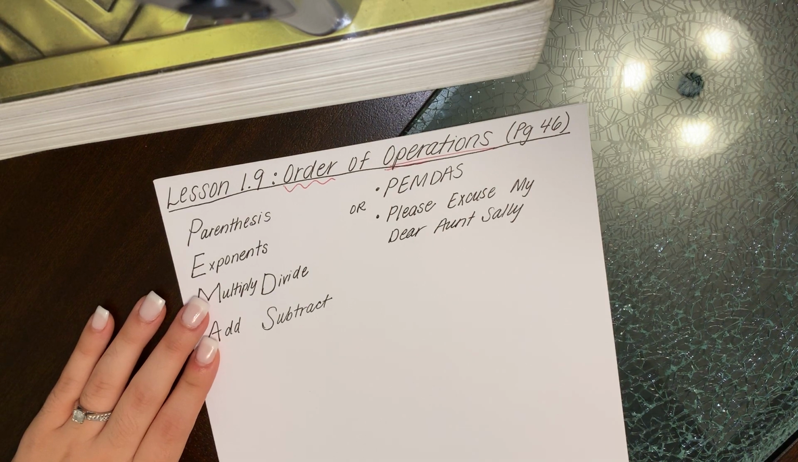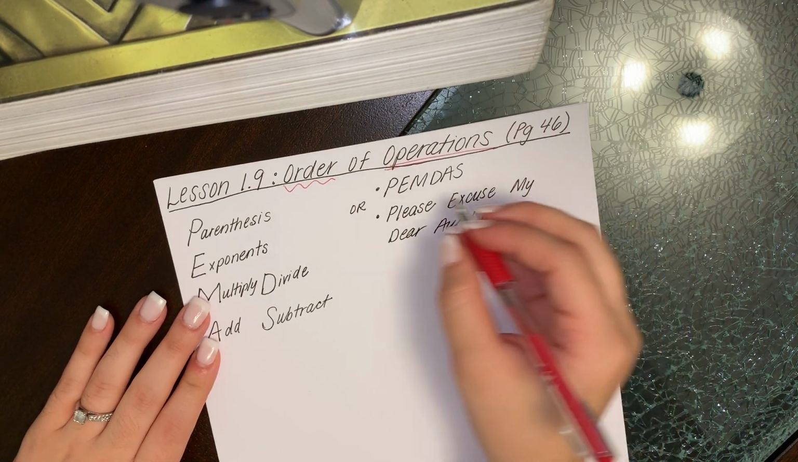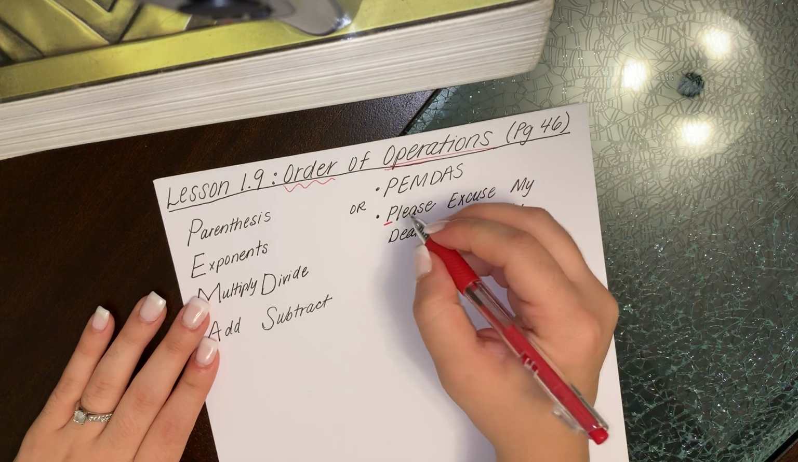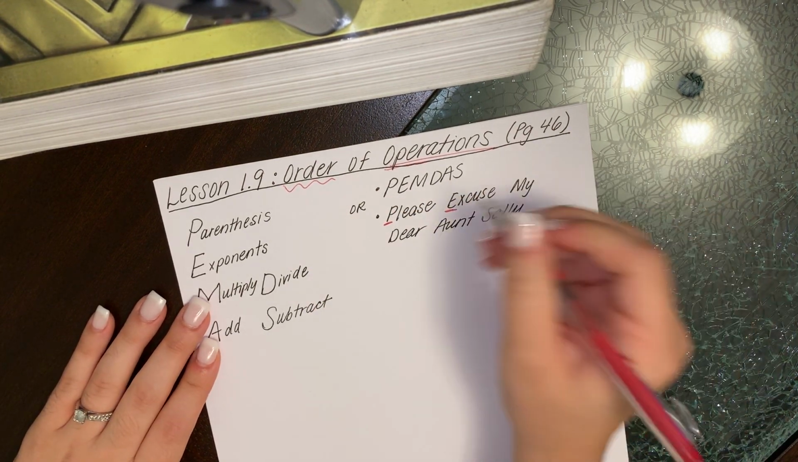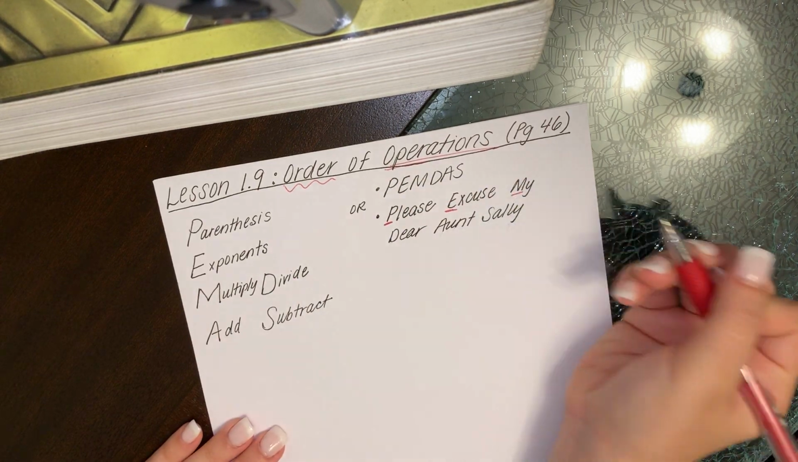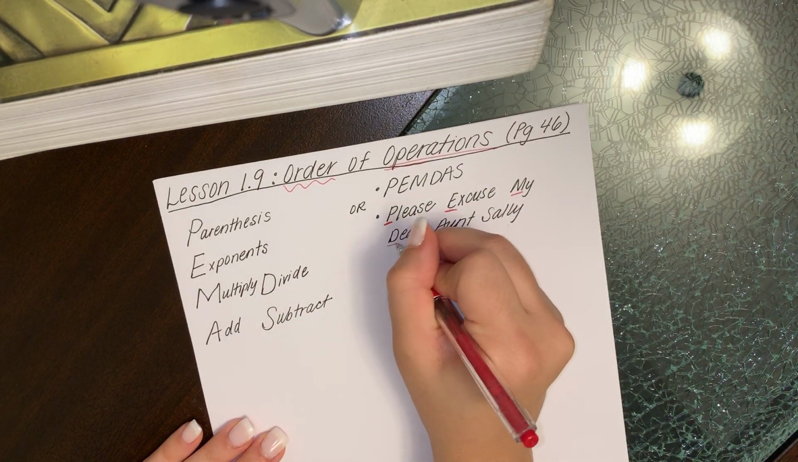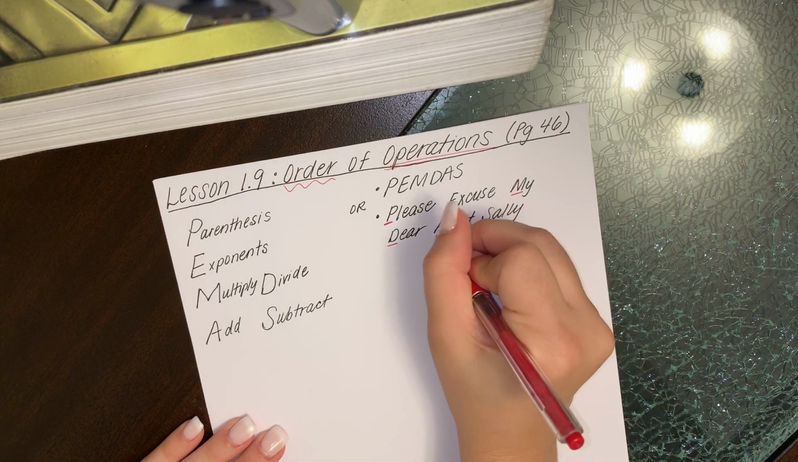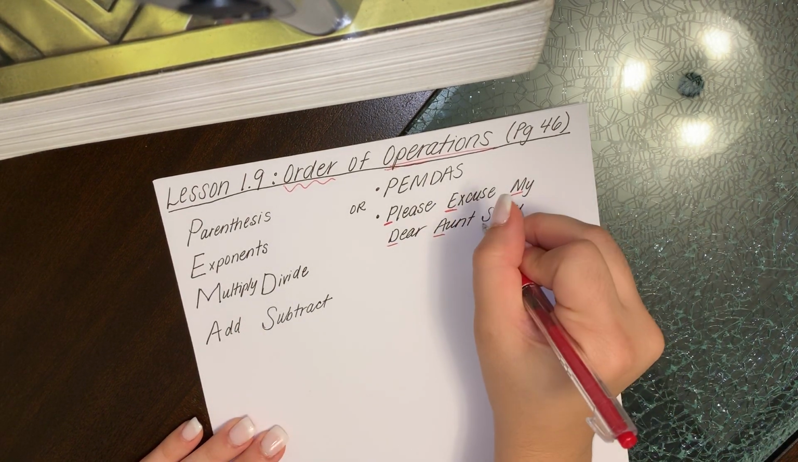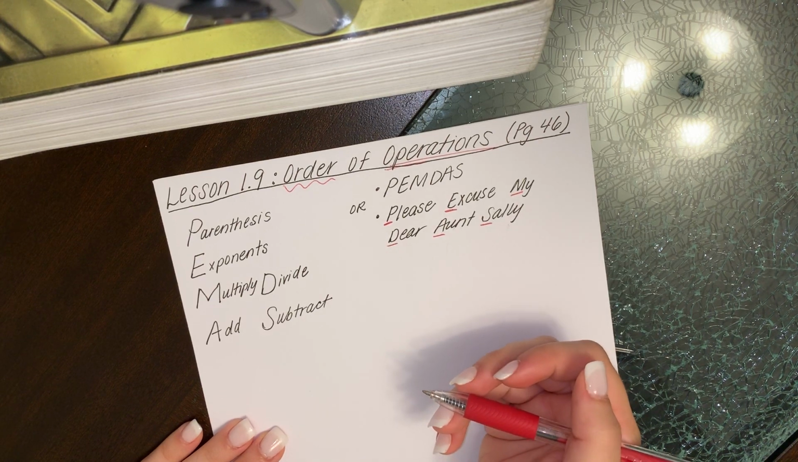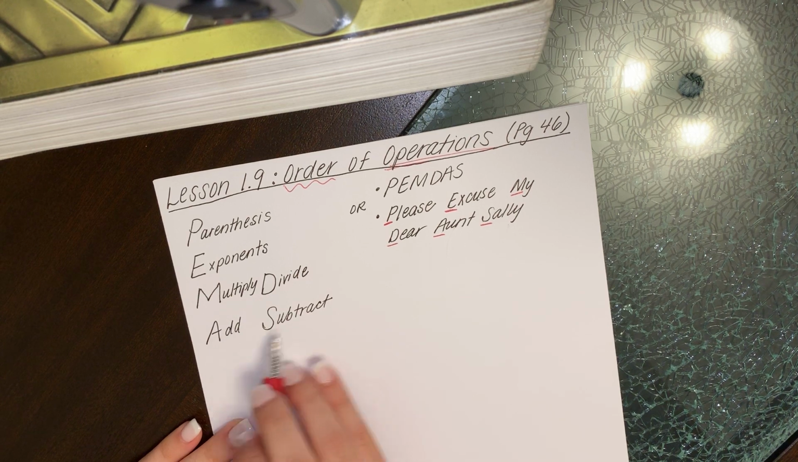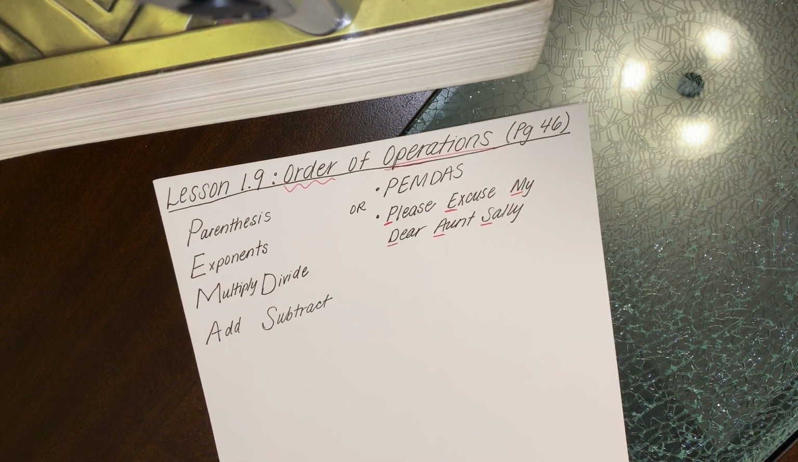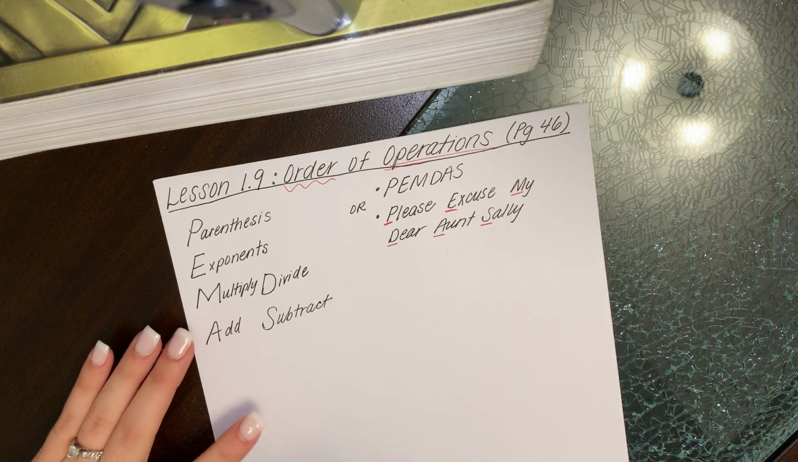Okay, Mrs. Elliott, what does this mean? Well, if I say this phrase, it will kind of help me know that P or please, parentheses goes first, E goes second or exponents, M goes third or multiply, D goes fourth or divide, A goes fifth and add, and S subtract, which is last. However, if you notice, I wrote M, D next to each other and A and S next to each other, and you're going to see that now as we work on skill check number 1.